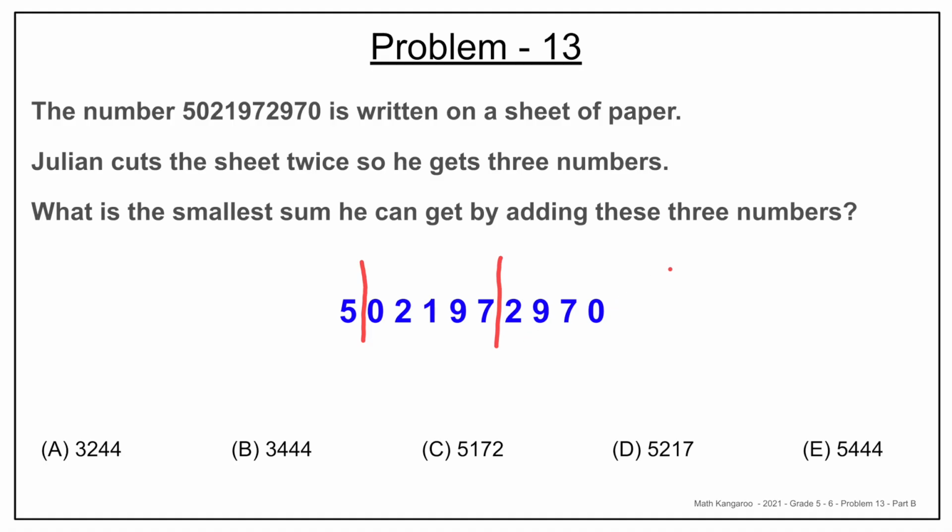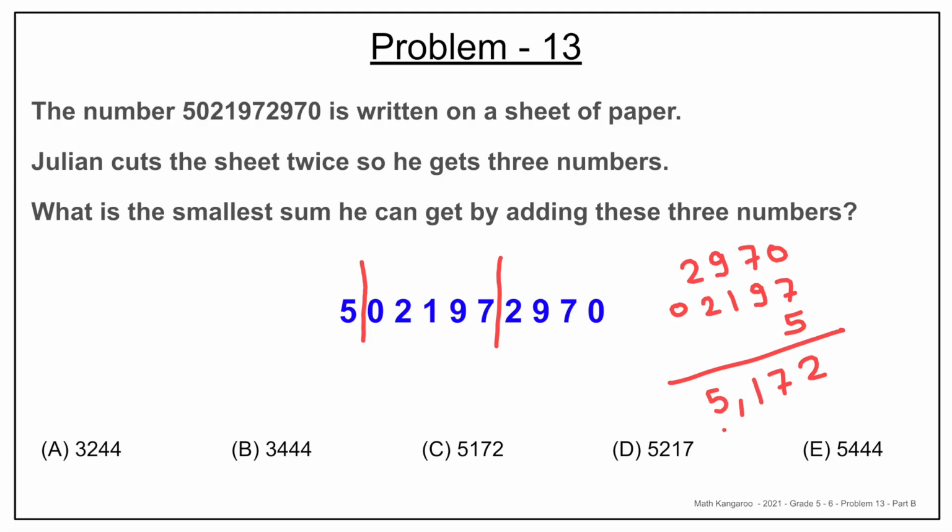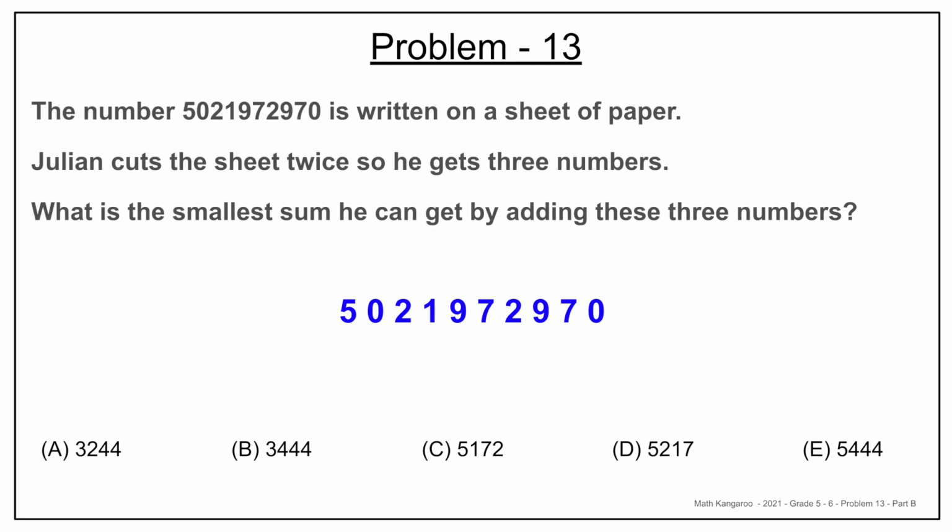So when we add 2970 and 02197 and 5, we get 5172. That is our option C. So let's see if C is our answer or not. Let's clear our screen.